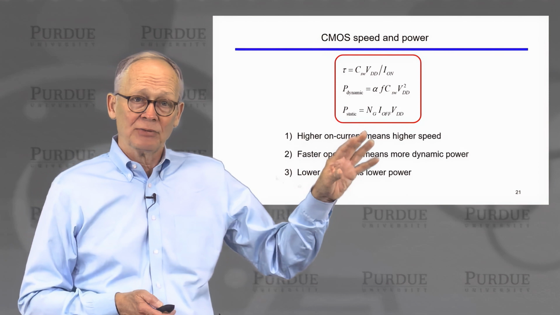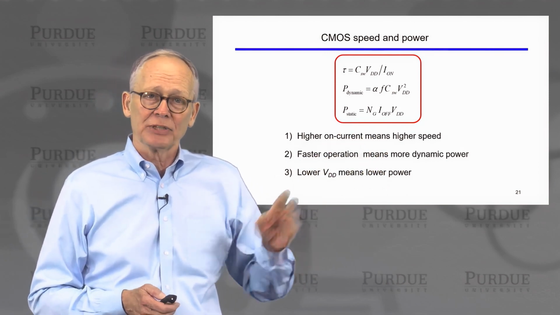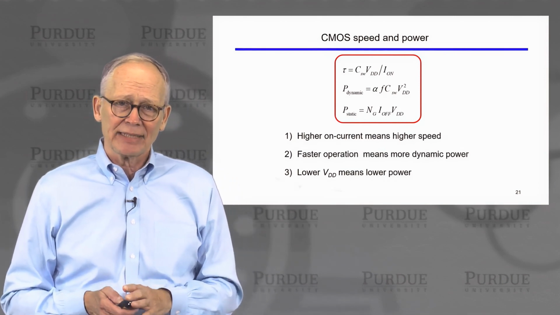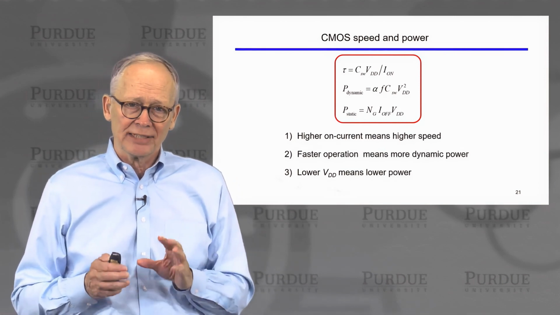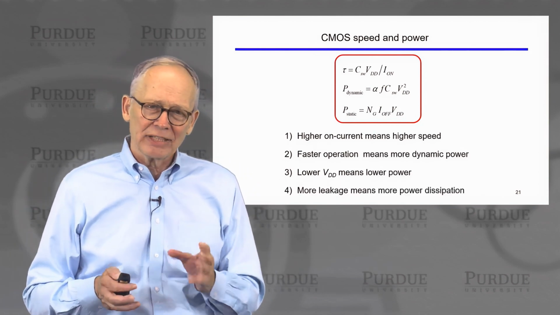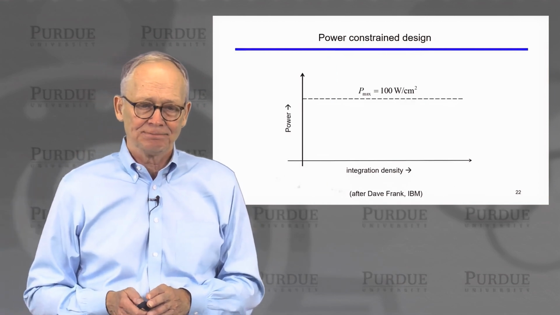Lower power supply voltage means lower power. Especially dynamic power goes as voltage squared. So there's a lot of incentive to use transistors that operate at as low a voltage as possible. And finally, leakage is bad. The more leakage we have, the more static power dissipation we have, and that's not good.